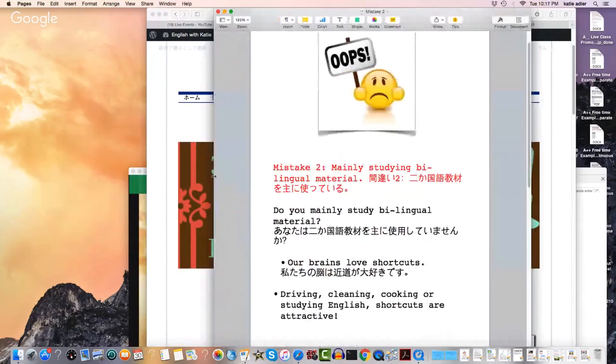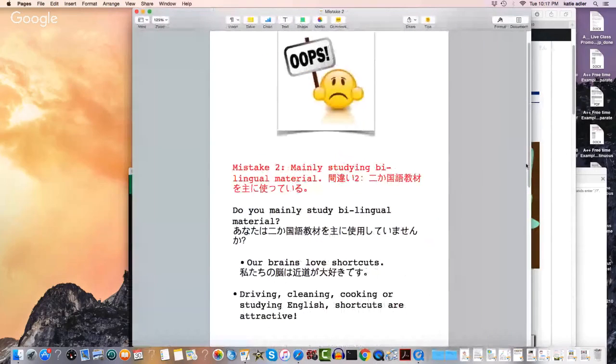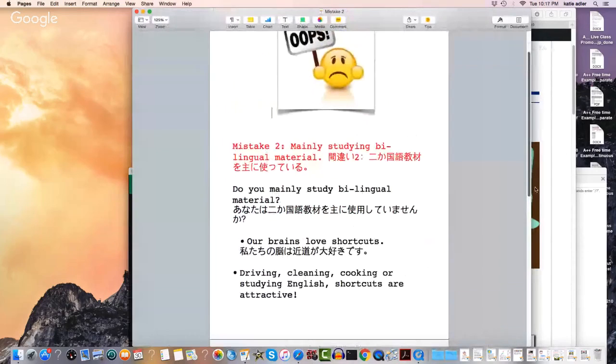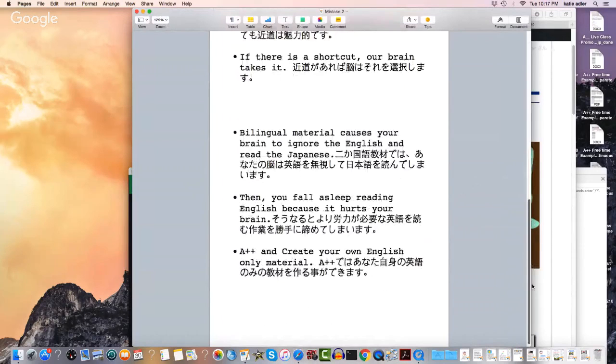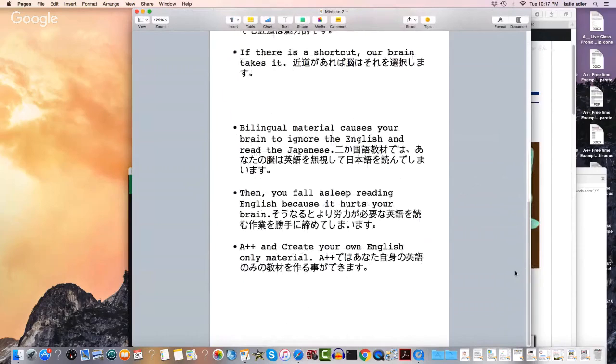Mistake number 2, mainly studying bilingual material. Do you mainly study bilingual material? Our brains love shortcuts. Driving, cleaning, cooking, or studying English, shortcuts are attractive. If there is a shortcut, our brain takes it. Bilingual material causes your brain to ignore the English and read the Japanese. Then you fall asleep reading English because it hurts your brain.